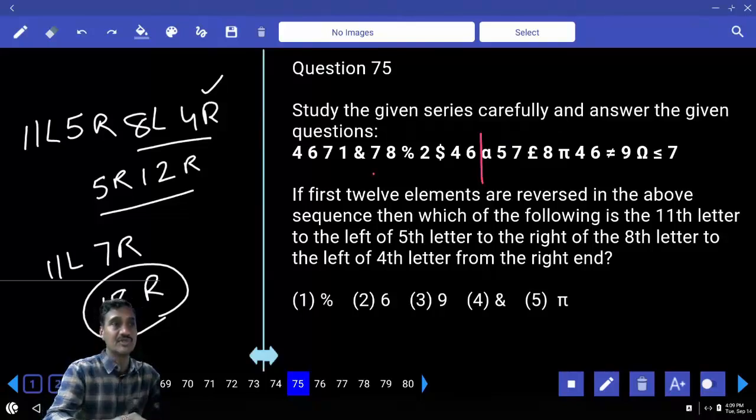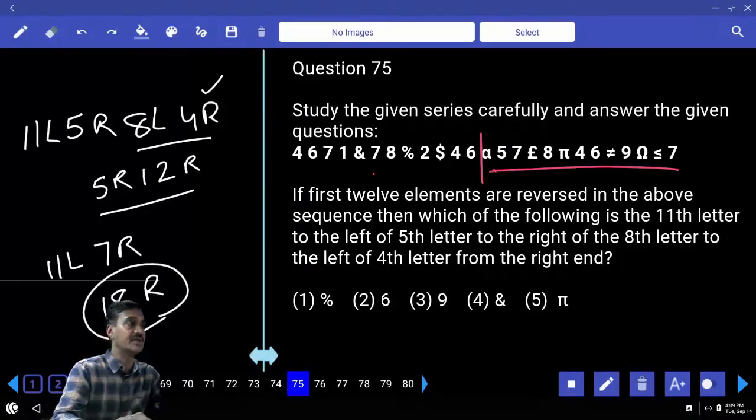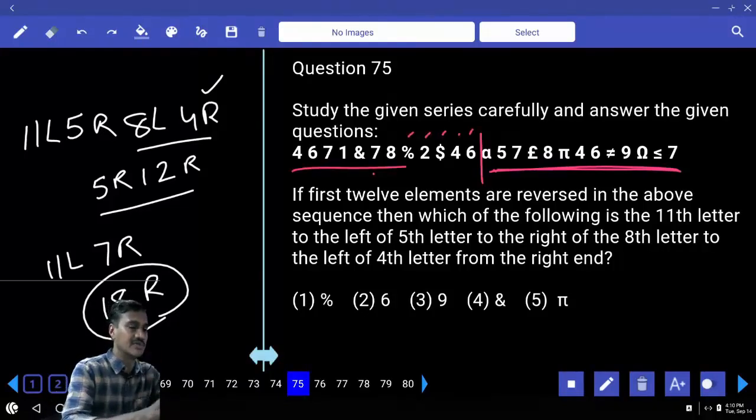Now how many elements were there? 13 elements were there, isn't it? Count, there are 13. And 18th means 14, 15, 16, 17, 18 must come. These 12 elements were reversed. If reversed, this will be 14, 15, 16, 17, 18. And is the answer choice 4.